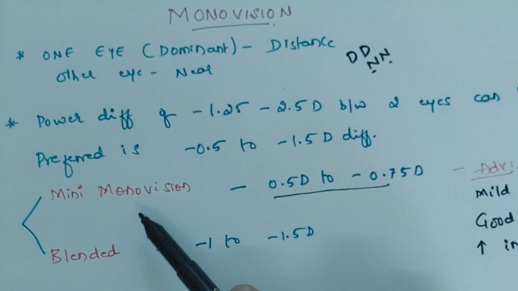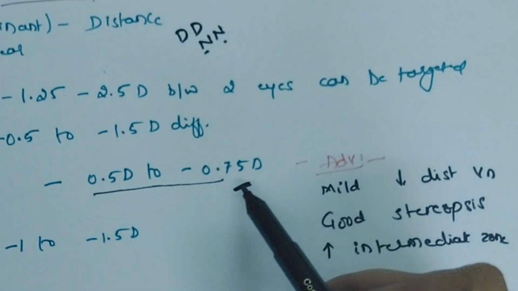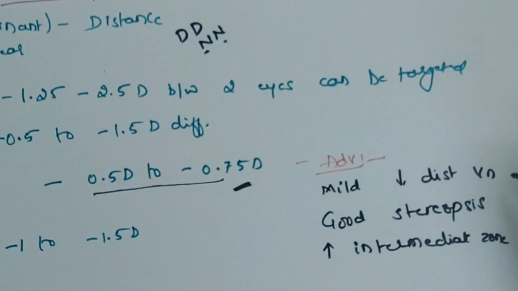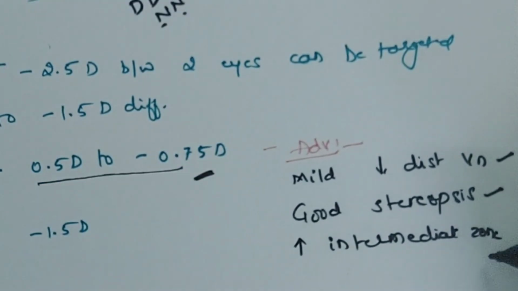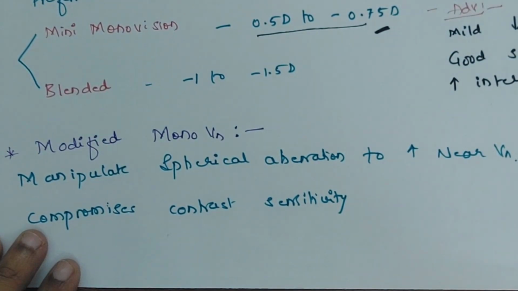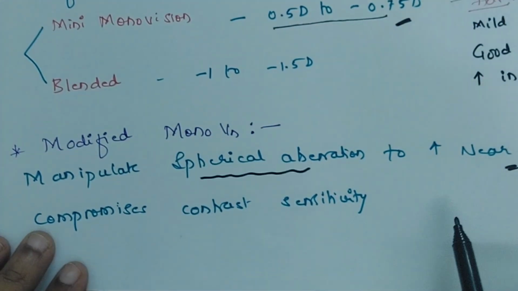So the advantages of mini monovision, with a target refraction of minus 0.5 to minus 0.75 diopter, are that it only mildly compromises the distant vision, the stereopsis is well achieved, and the intermediate zone also has good vision. Those are the advantages of mini monovision. We have something called modified monovision, where we manipulate the spherical aberration to increase the near vision, but it will compromise the contrast sensitivity.